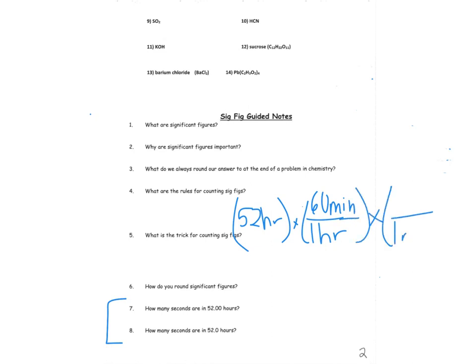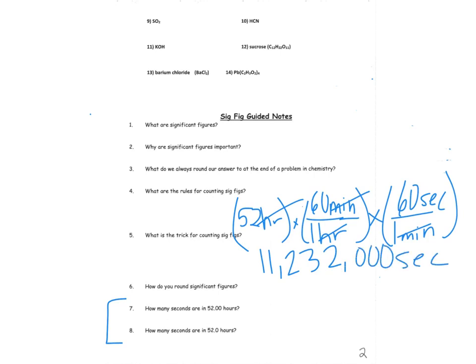Okay, so real quick here on number 7 and 8, let's just say we want to know how many seconds are in 52 hours. Well, I'm going to take 52 hours, and I'm using a little dimensional analysis here. In 1 hour, I have 60 minutes, and in 1 minute, I have 60 seconds. Okay, so I multiply that all the way across. Hours cancel out, minutes cancel out. I get 187,200 seconds.